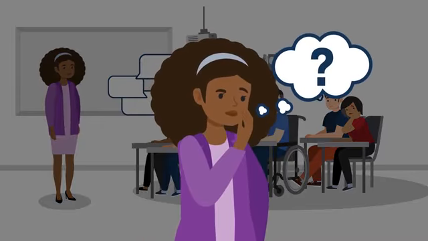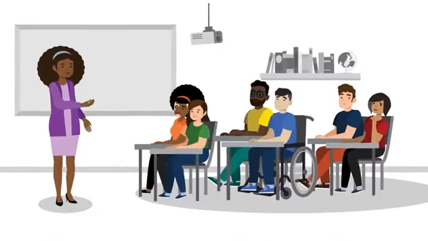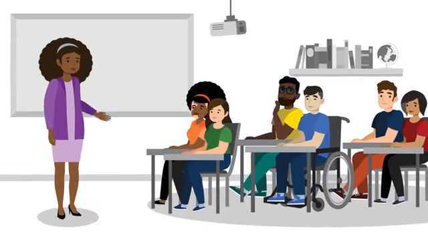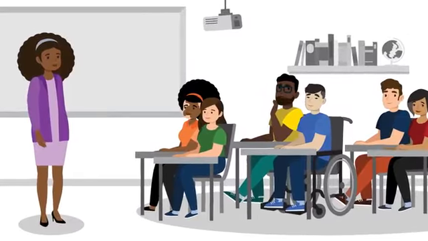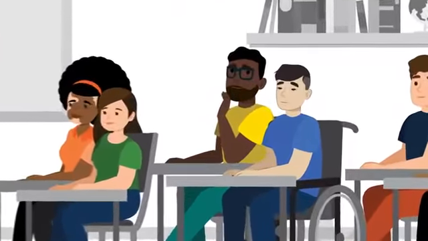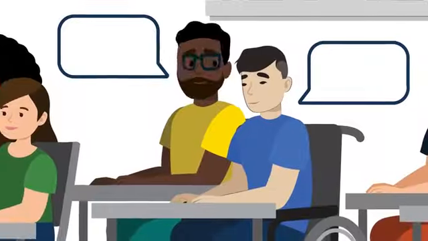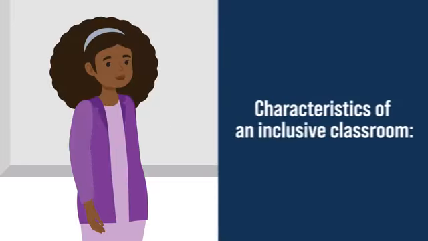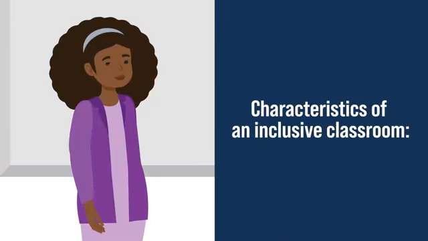Let's start by considering what an inclusive classroom looks like. An inclusive classroom is one in which all students feel intellectually supported and are invited to develop a sense of belonging regardless of identity, learning preferences, or background. To achieve this, we need to develop a number of key characteristics.